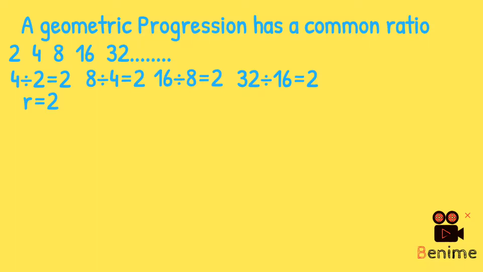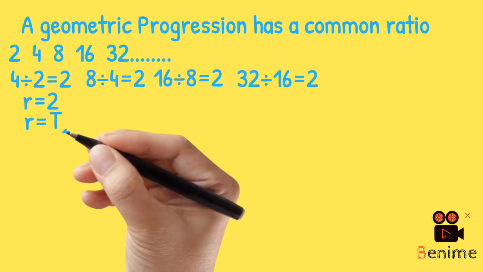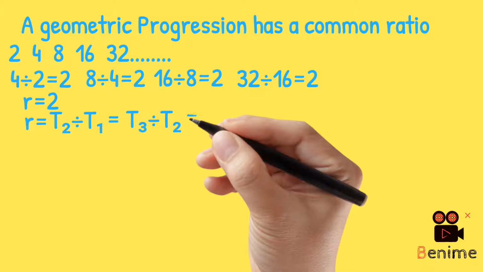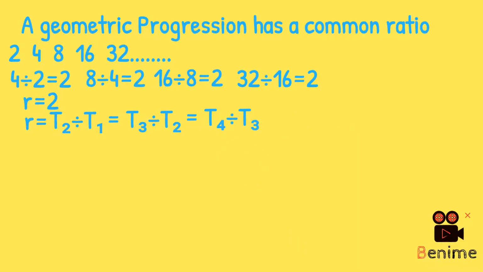So we did the second term divided by the first term. The second term is T2. The first term is T1. So when we did 4 divided by 2, we did T2 divided by T1. So the common ratio is T2 divided by T1. Or we can also use T3 divided by T2, that was when we divided 8 by 4. You can also use T4 divided by T3, that's the same thing we did when we did 16 divided by 8. And so on. You can use T5 divided by T4, T6 divided by T5, T100 divided by T99.